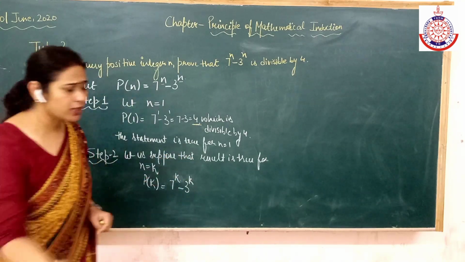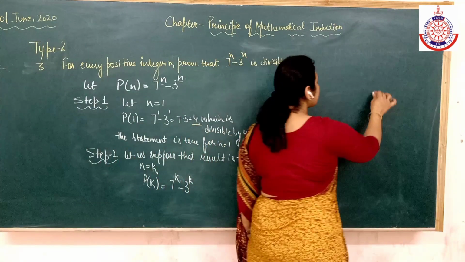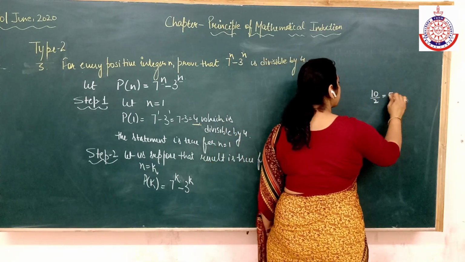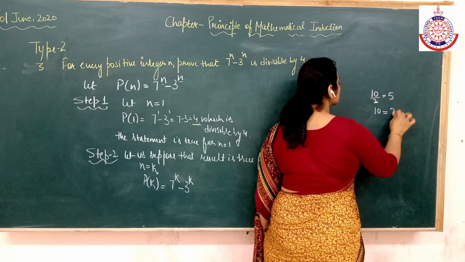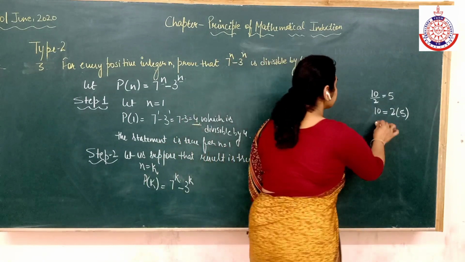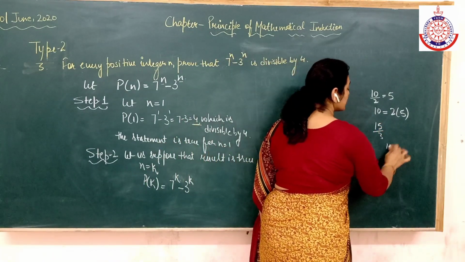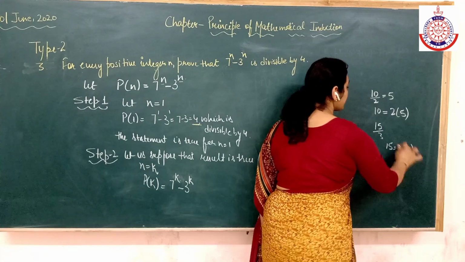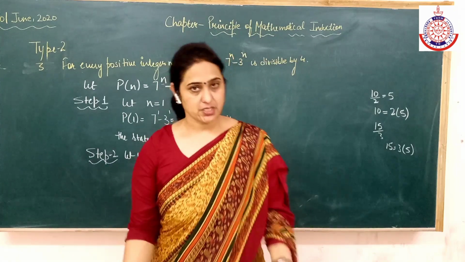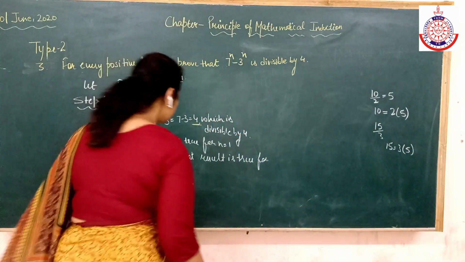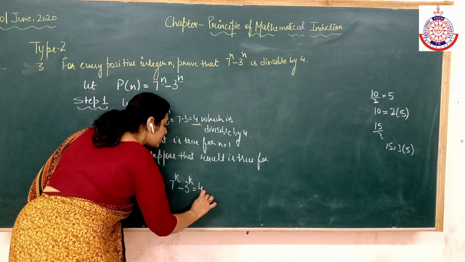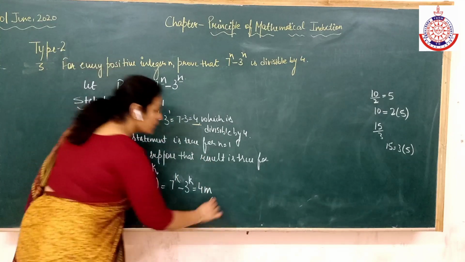How do we write divisibility? You have done in your previous classes. If I say 10 is divisible by 2, what does it mean? It's equals to 5. That means if I say 10 is divisible by 2, it means 2 into something. If I say 15 is divisible by 3, so I'll say 15 is equals to 3 into 5. Clear? So that number by which it is divisible into the quotient. Clear? Alright. So it means if I say it is divisible by 4, it means this is equals to 4 into something. Let that something be n.